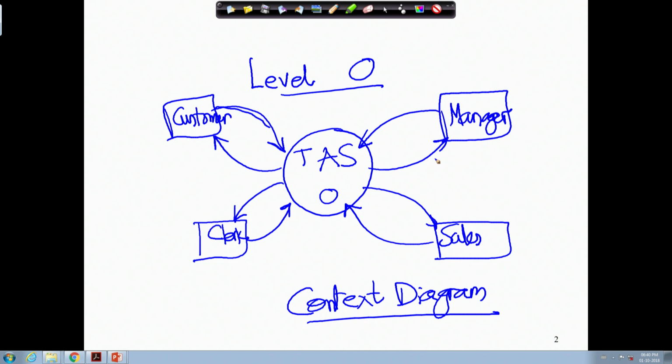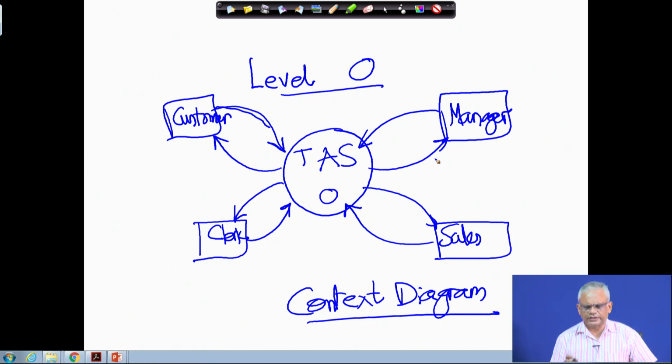Okay. So, this is about what is level 0 DFD, which is a context diagram. It represents the context in which the software exists, that is, the specific users who are going to use the software, it exists in their context, and what type of data they input to the software and what type of data they receive from the software.